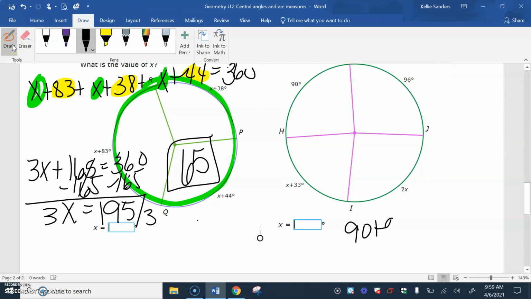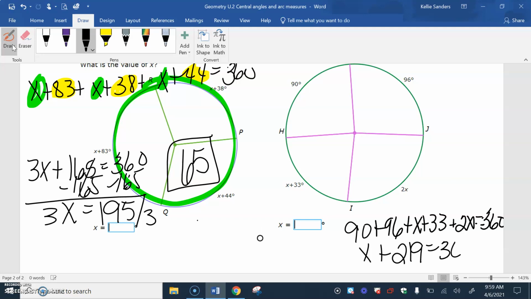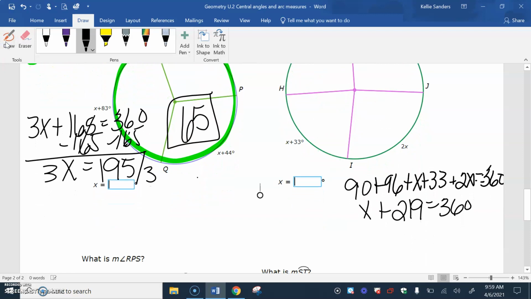90 plus 96 plus x plus 33 plus 2x equals 360. X plus 90 plus 96 plus 33 is 219. Subtract the 219. Is 144 or 141. X is 141.